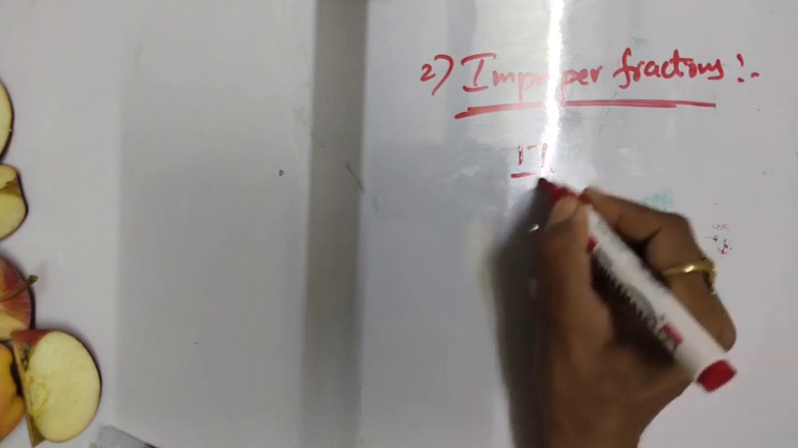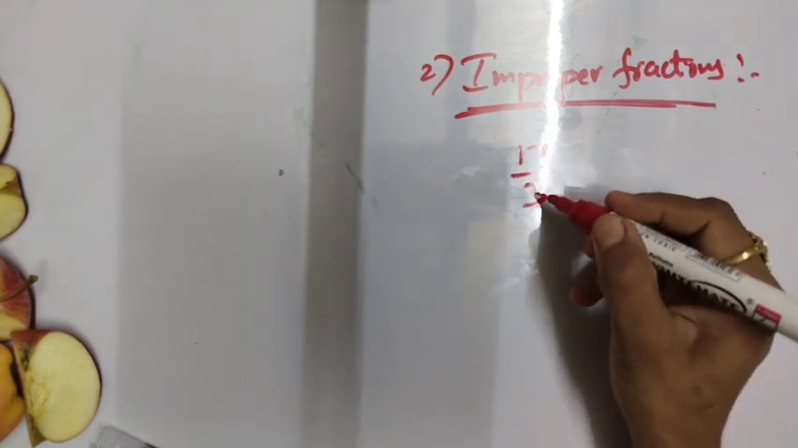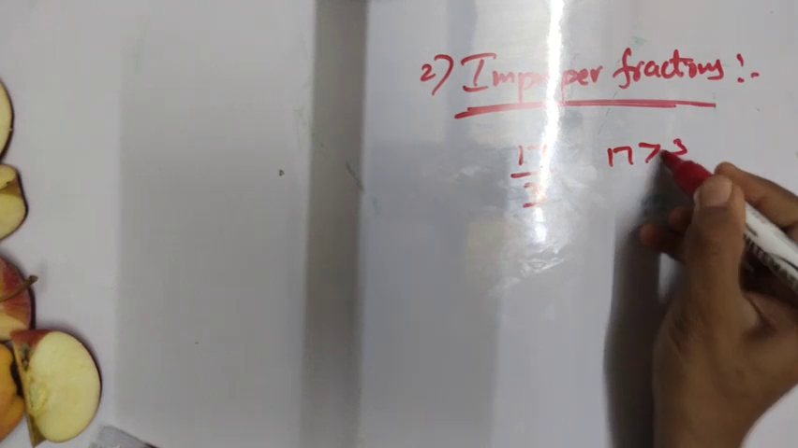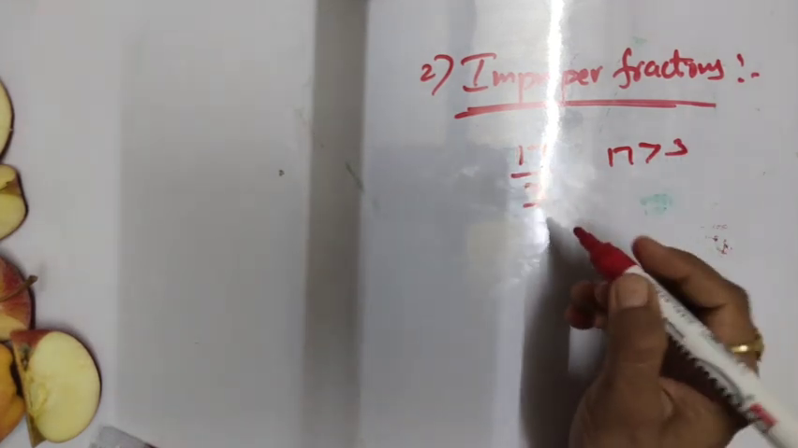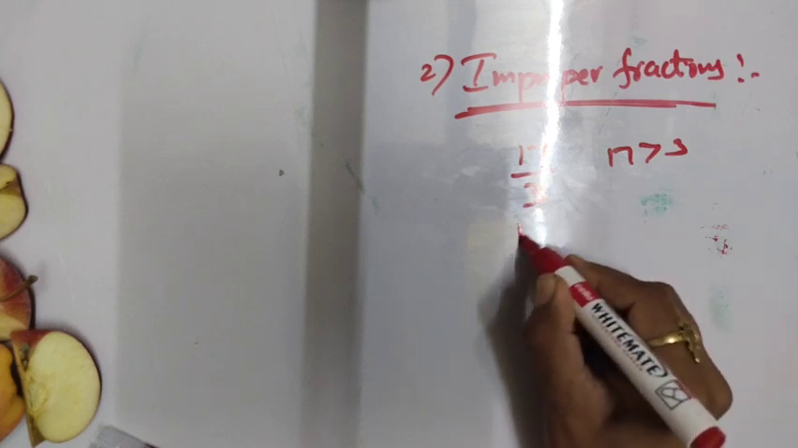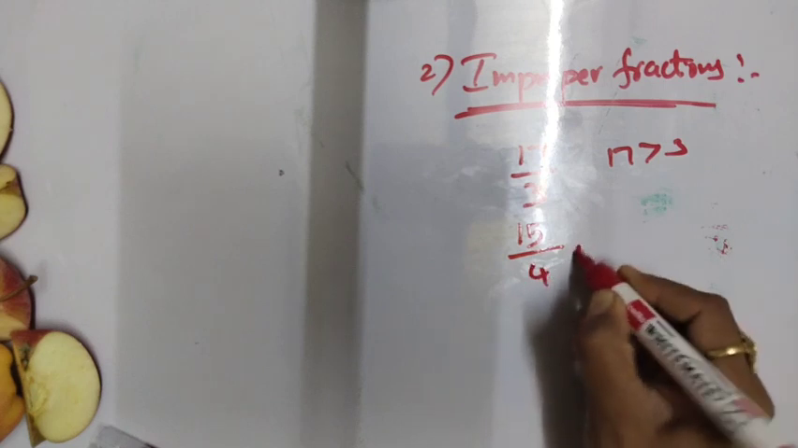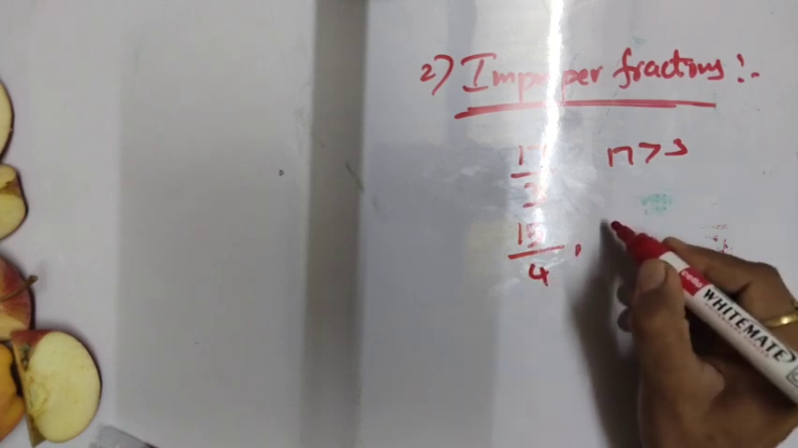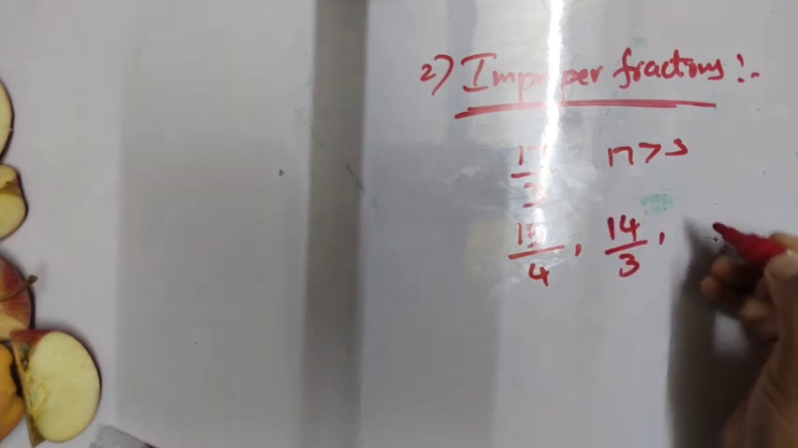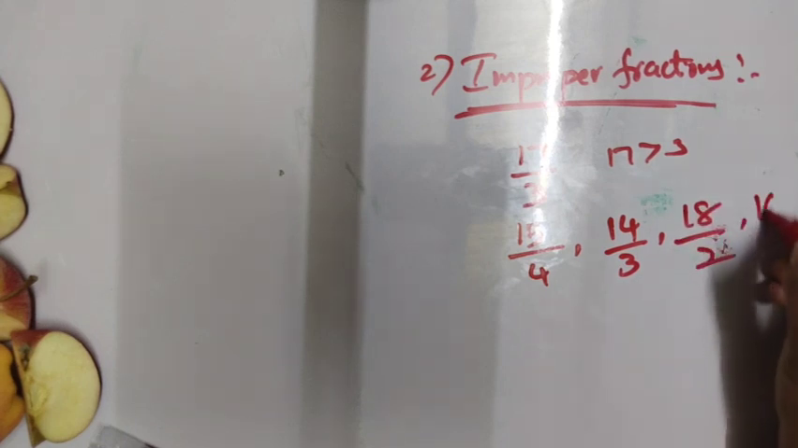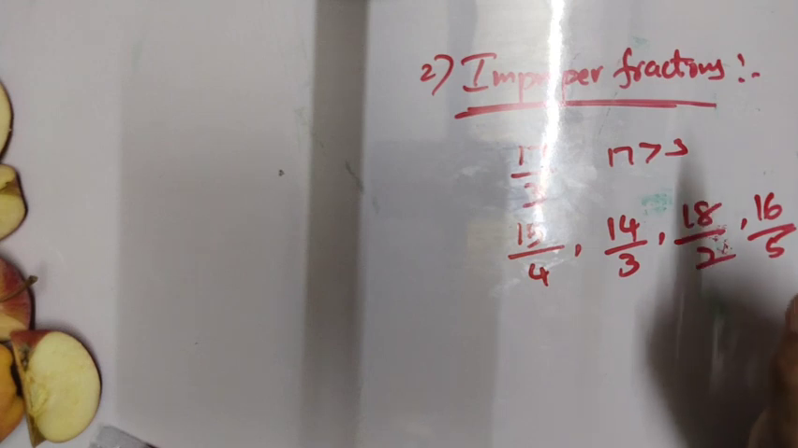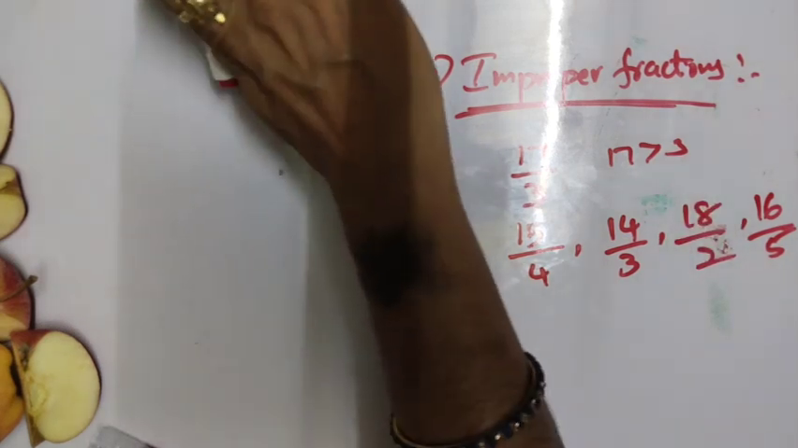For example, 17 by 3. This is a fraction, but the numerator is bigger than the denominator. 17 is greater than 3, so this is an improper fraction. Improper fraction examples: any fraction you can take, where the numerator is bigger than the denominator. So 14 by 3, 18 by 2, 16 by 5. The condition is the numerator is greater than the denominator.